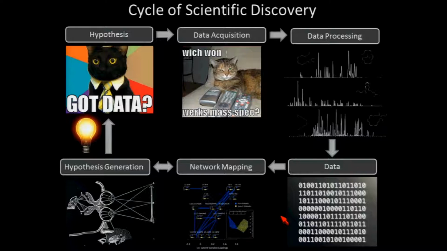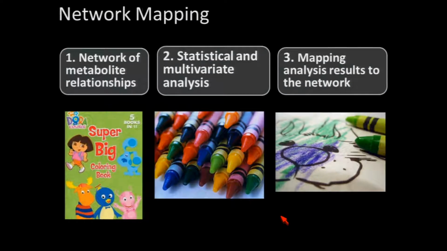The concept I'd like to talk to you about is termed network mapping, and it requires three relatively simple steps. One, generation of a network. Two, all of your statistical and multivariate analysis results. And then finally, mapping those results to your network. You can simply think of it as your network is a big coloring book. This is your guide, where you want to color inside the lines, your prompts. All your stats and multivariate stats are just your crayons. This is your options. And then finally, the mapping process is actually very fun and satisfying. This is coloring your coloring book.